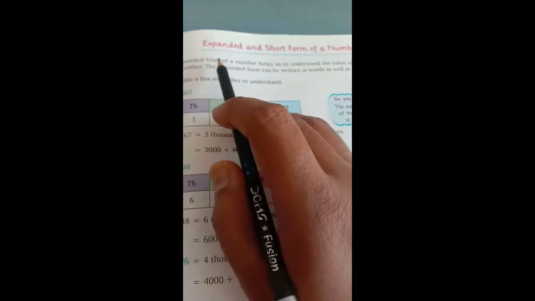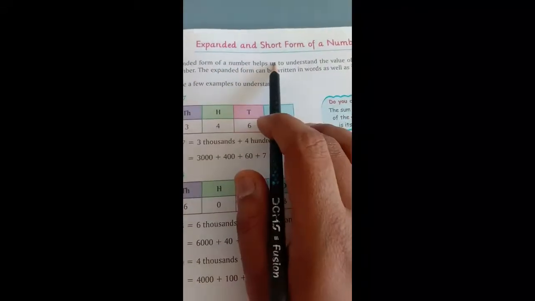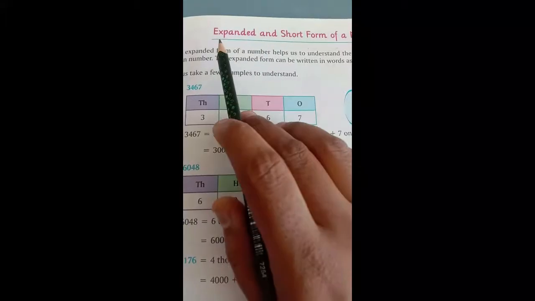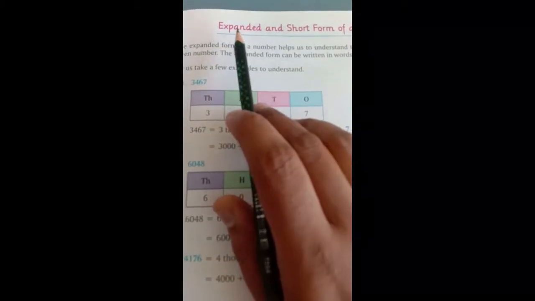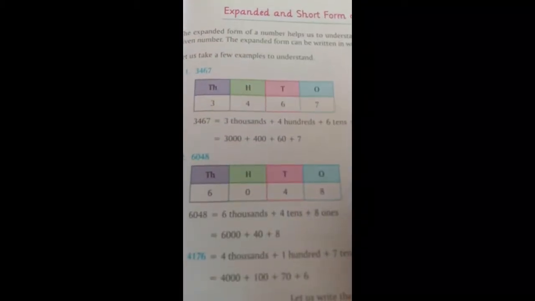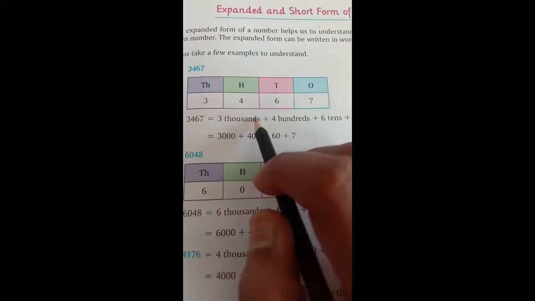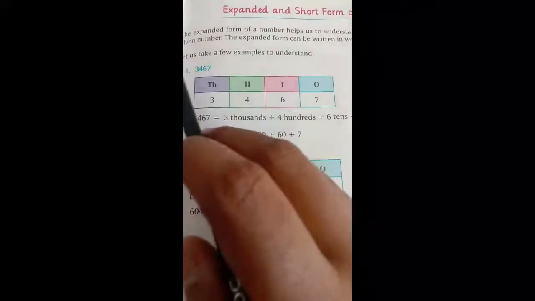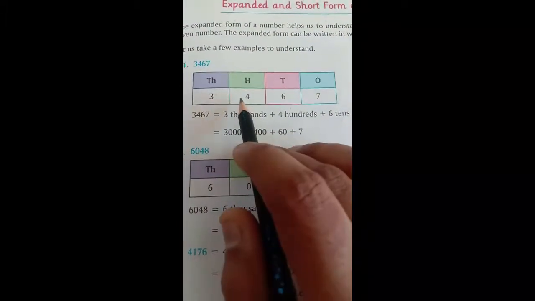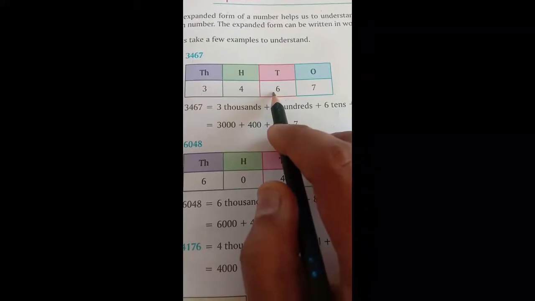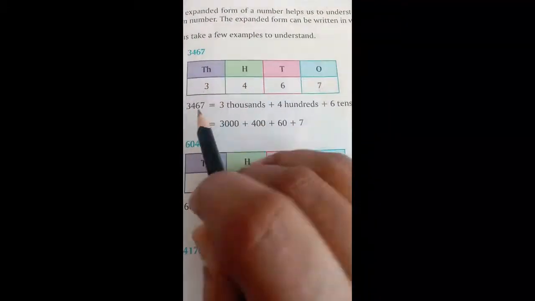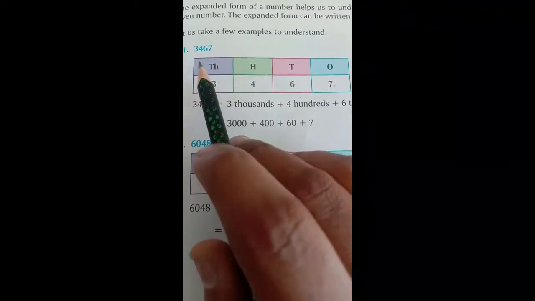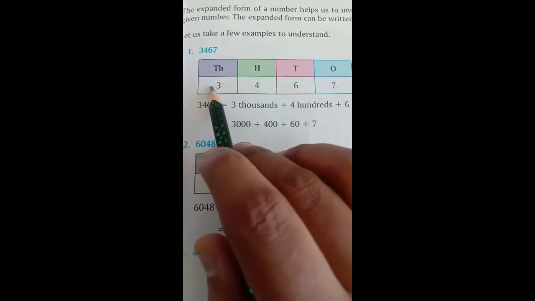Now the next is expanded and short form of a number. किसी भी नंबर का expanded और short form. What is the meaning of expanded form? Expanded means फैलाना. According to their place value, we expand the number. अब प्लेस वैल्यू सबको समझ में आ गया है. It's a 3467. Now we start expansion from the left side. Okay, expansion form always starts from the left side.